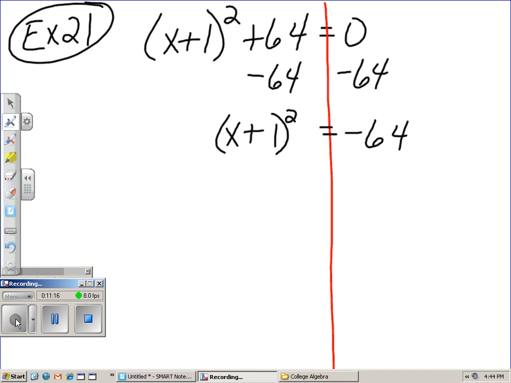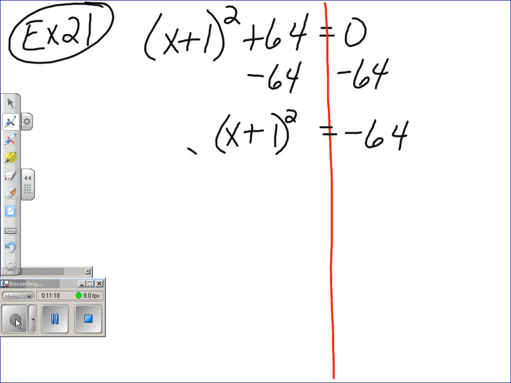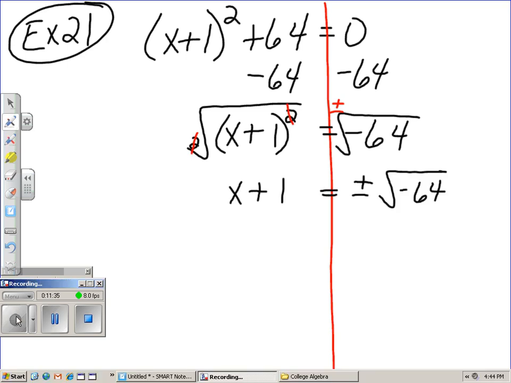Now I'm ready to get rid of that square. How do you get rid of a square? You square root. You can put the little 2 there if you want to. Square root both sides. Don't forget, anytime you take a square root, squeeze a plus or minus in there. I didn't leave very much room. Square root cancels square. And now we have x plus 1 equals plus or minus the square root of -64.